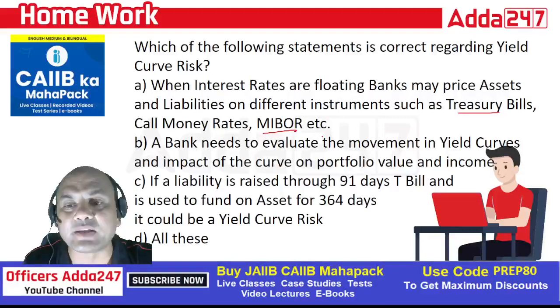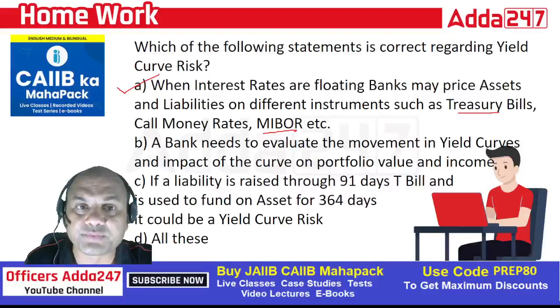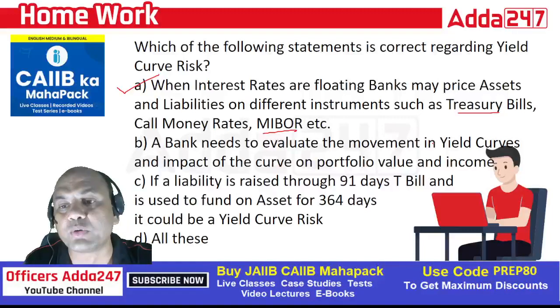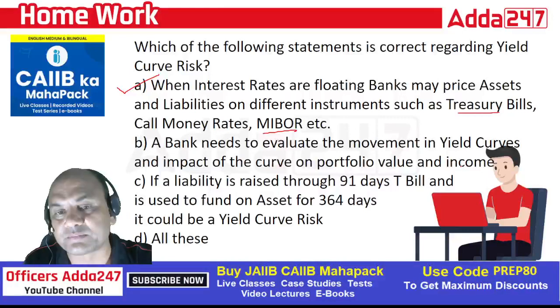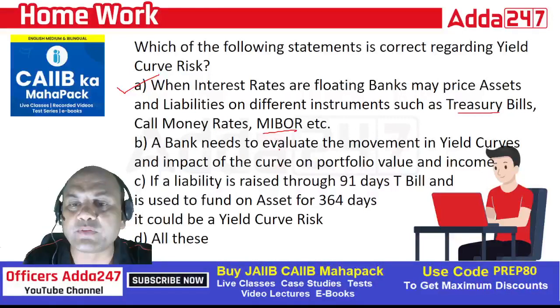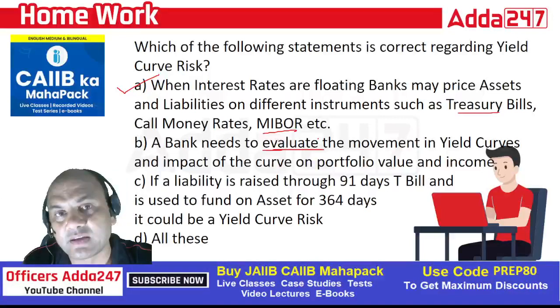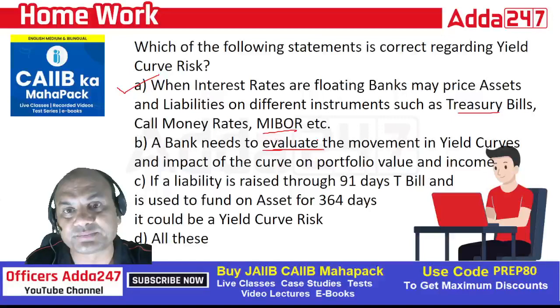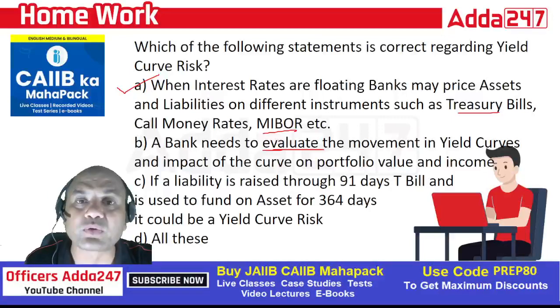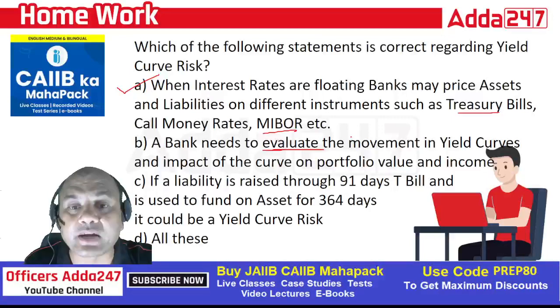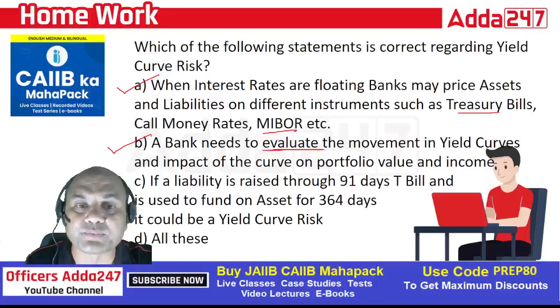A bank needs to evaluate, so A is true. A bank needs to evaluate the movement in the yield curve and the impact of the curve on the portfolio and the income. That is obvious. Evaluating the movement in the yield curve means if the yield curve is going against, then the NIM reduces, and NIM reducing means overall your profit reduces, right? So B is also true.